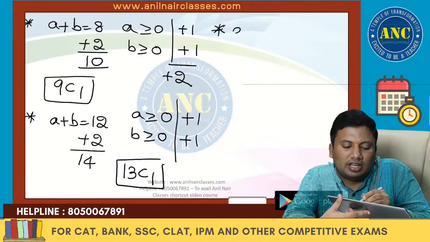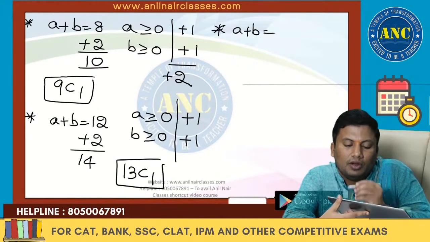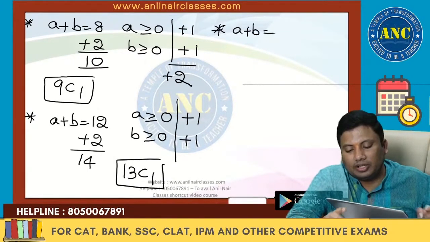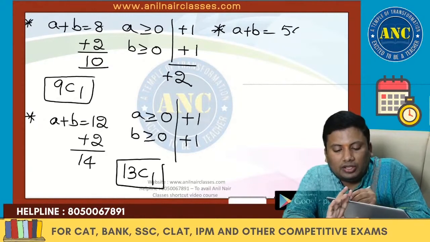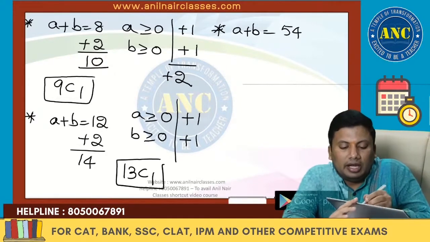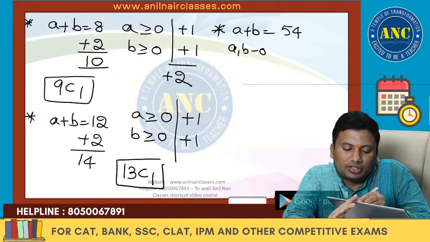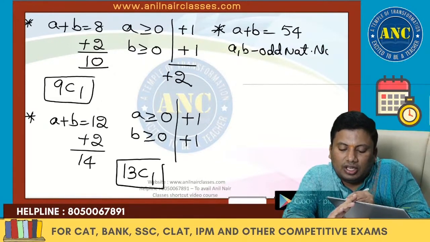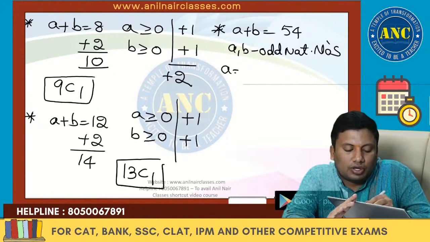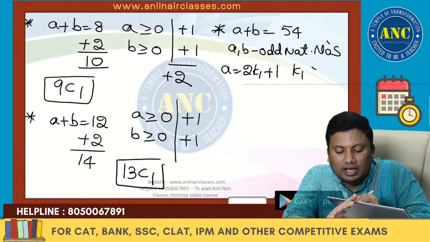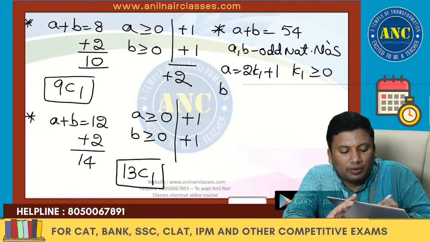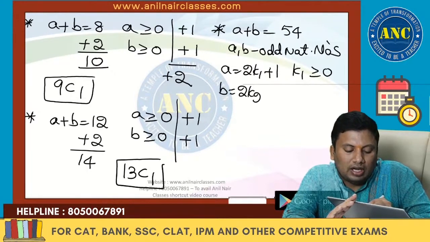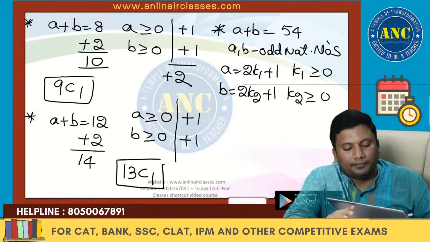Once you understand the idea, take this: a plus b equivalent to 54, where A and B are odd natural numbers. I told you that I will get back to you when it is starting with zeros. Sir, can I take 2k1 plus 1? You can also take 2k1 plus 1, where k1 is starting from 0. B is 2k2 plus 1, where k2 is greater than or equivalent to 0.